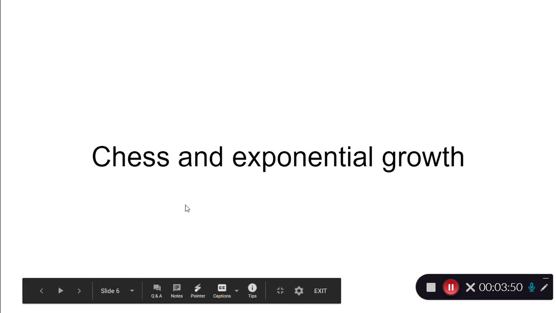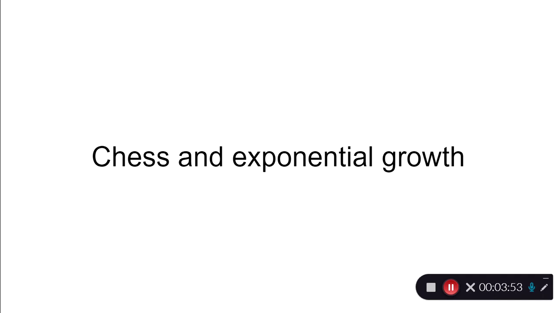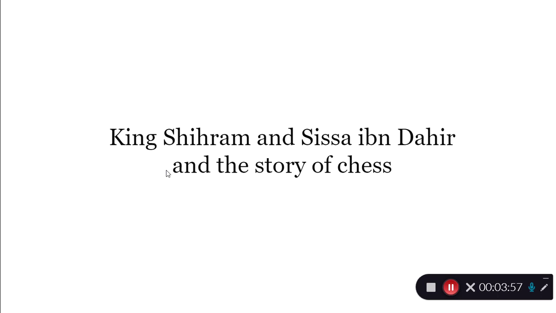To illustrate this, I'll tell you a classic story about the origins of chess. So the story goes, there was this king somewhere in Southeast Asia, King Shahram, who was bored and wanted a distraction, something fun to do. So he created a contest: invent something clever, and I'll reward you handsomely. And so this wise man, Sisa ibn Dahir, creates chess, brings chess to the king's court, and shows the king how to play.